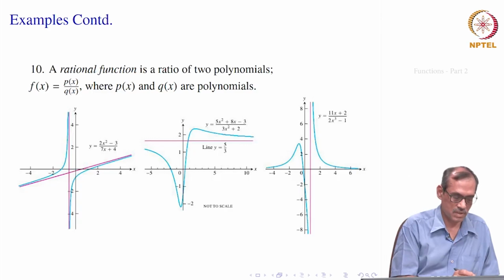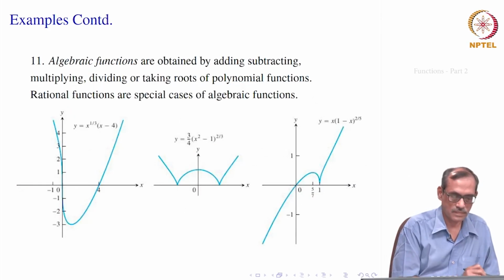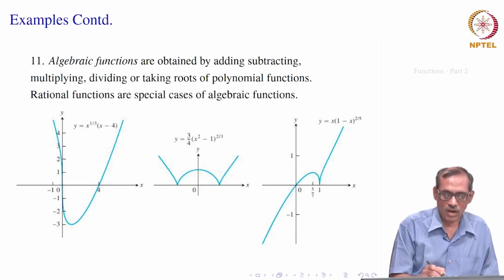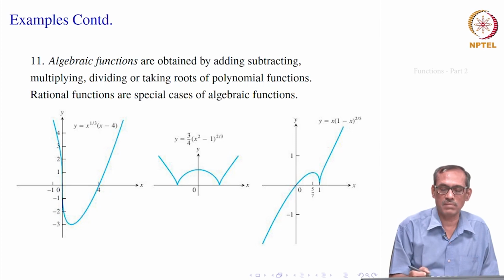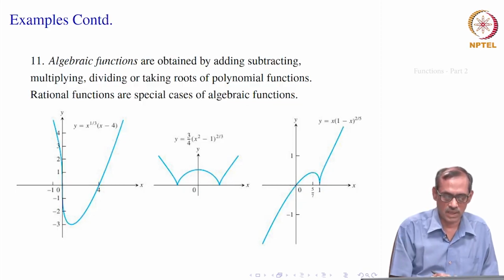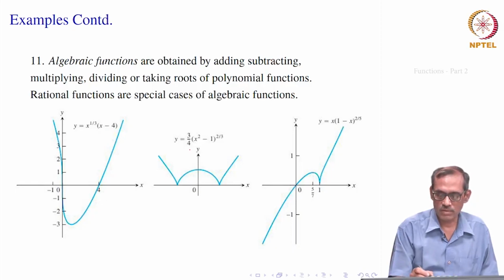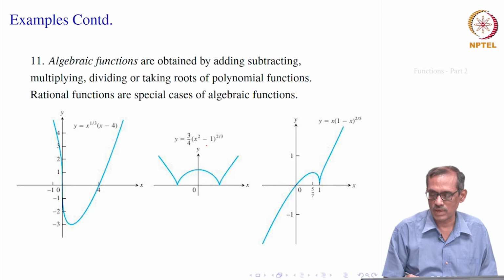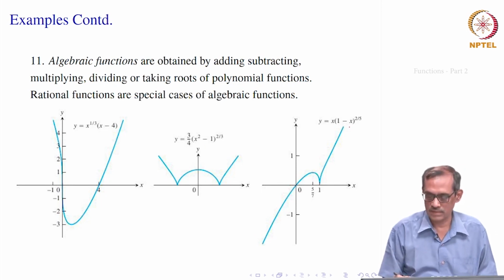Okay, these are something about the rational functions. In fact, all of these are called algebraic functions. Algebraic functions are those which are obtained by adding, subtracting, multiplying, dividing, or taking roots of polynomials and so on. So, rational functions are special cases of that. Here are some other plots: y equal to x to the power 1 by 3 into x minus 4, y equal to 3 by 4 into x square minus 1 to the power 2 by 3, and y equal to x into 1 minus x to the power 2 by 5.